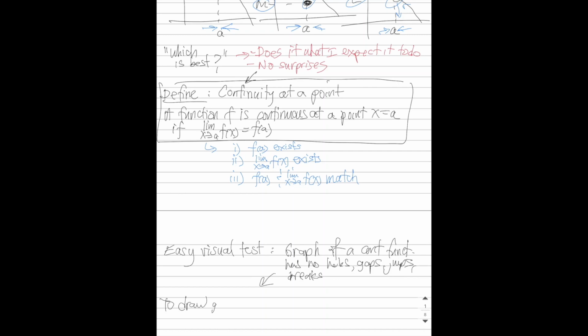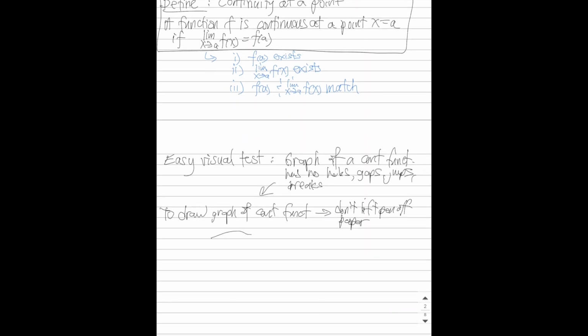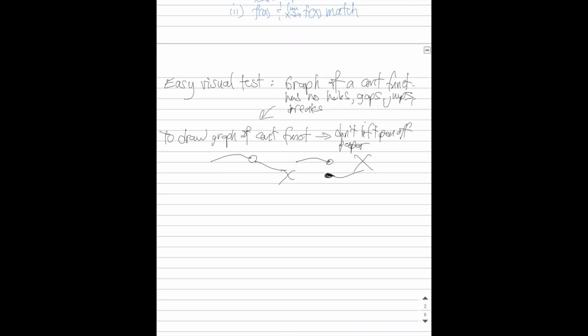Another way to put it is that if you wanted to draw the graph of a continuous function, you don't lift your pen off the paper. If you have a hole or a gap or a jump or a break, spots where the limit may not exist or the value of the function may not exist, in order to draw them, you have to lift your pen off the paper to hop across. None of those things could be graphs of continuous functions.